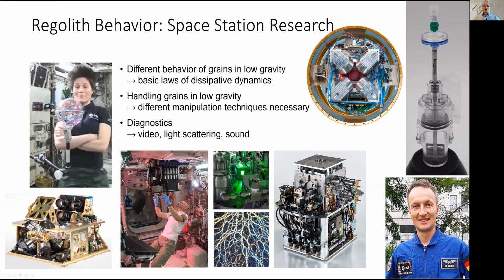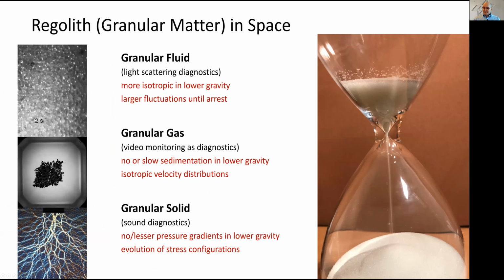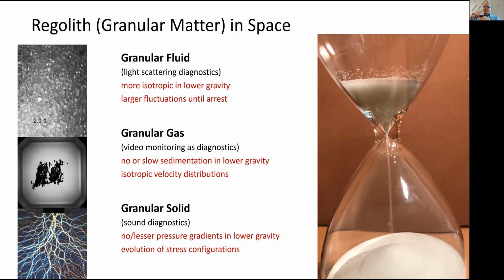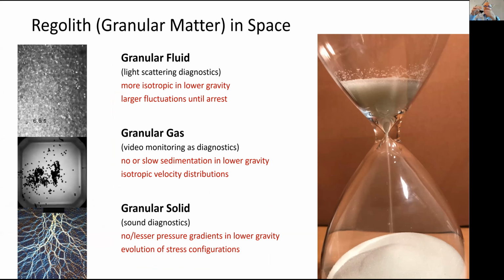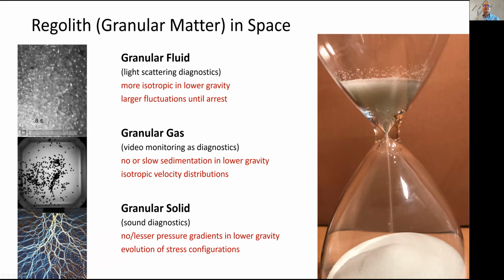Executive summary of granular or regolith matter in microgravity could be the following, and I try to illustrate that here from the hourglass. If you turn the hourglass upside down, the upper part is flowing downwards, that I call a granular fluid. When it's falling down, I call it a granular gas. And once it has reached the bottom, I can still look at avalanches and pressure, and this I call a granular solid. I show on the left-hand column the laser measurement. You see those speckle interferences that can be used as a diagnostics.